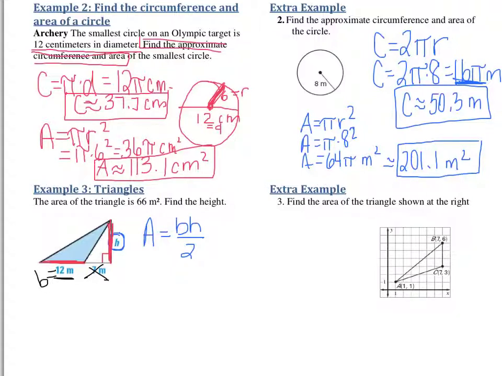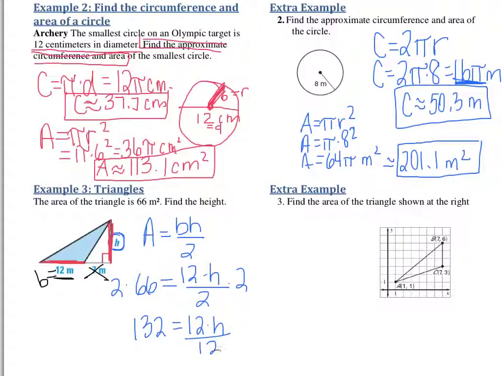So let's go ahead and plug in the numbers that we were given. Our area, it says, is 66. I'm going to plug 66 in here. My base is 12. My height is h, and I'm going to divide that by 2. So if I multiply both sides by 2 here, 66 times 2 is 132 equals 12h. Divide them both by 12. And 132 divided by 12 is 11. So my height is 11. So the answer, the height is 11, and that would be meters. Pause it, try the next one on your own.